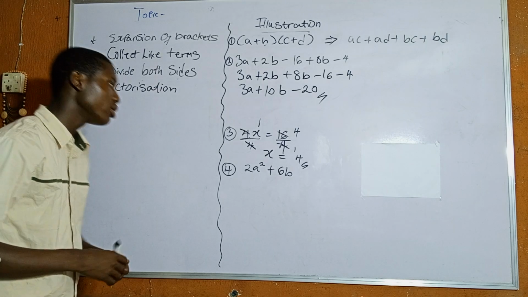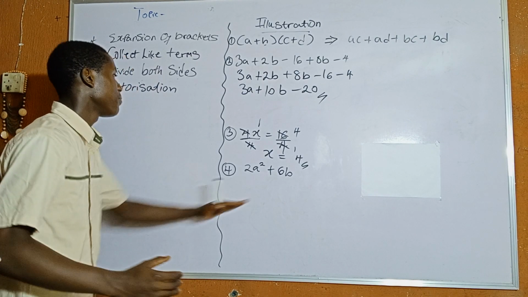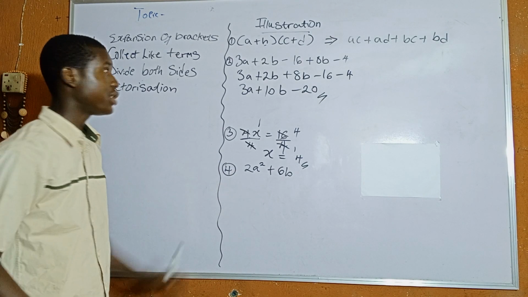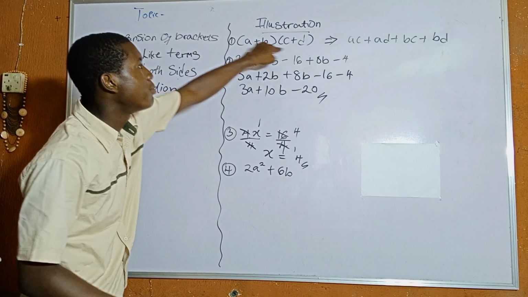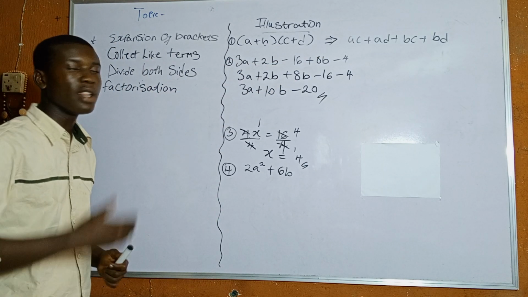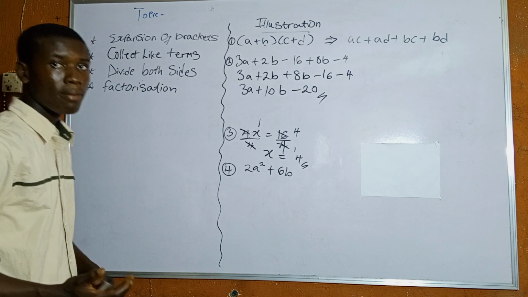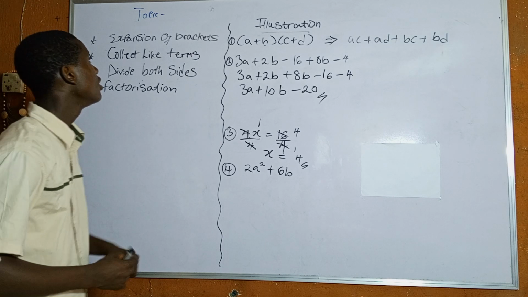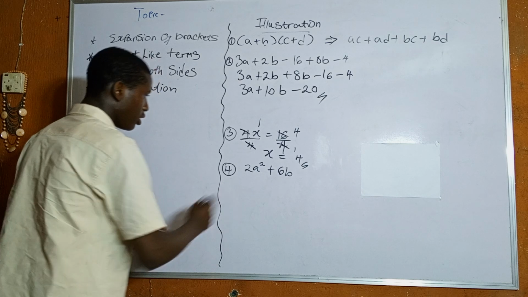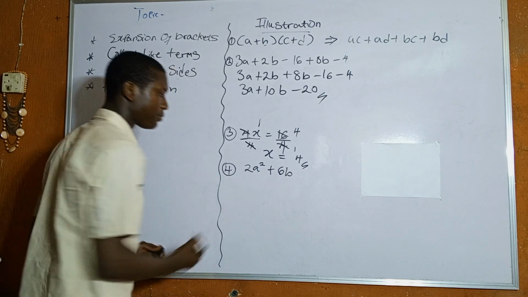Now factorization. When we talk about factorization, we are simply talking about introduction of brackets to expressions or equations. Here we removed brackets, but here we are going to introduce brackets. If you want to learn more about this, although I'm going to solve this one, please check my video. I've done a video on factorization of algebraic expressions. So in this one, we have 2a raised to power 2 plus 6b.